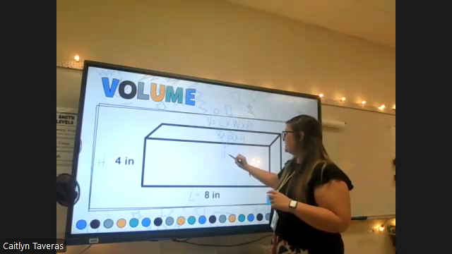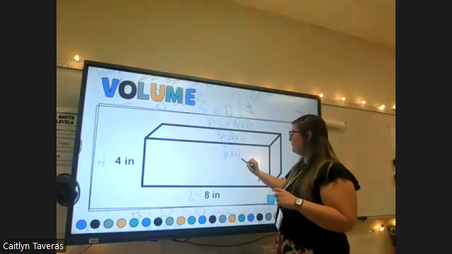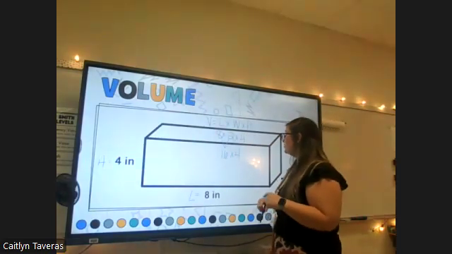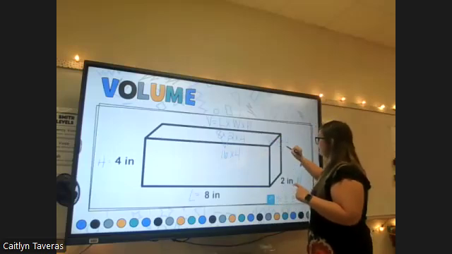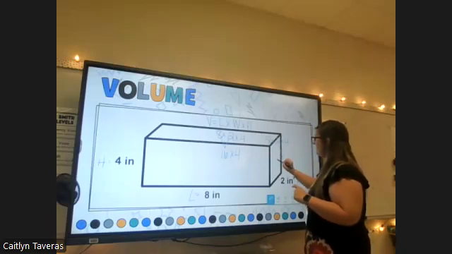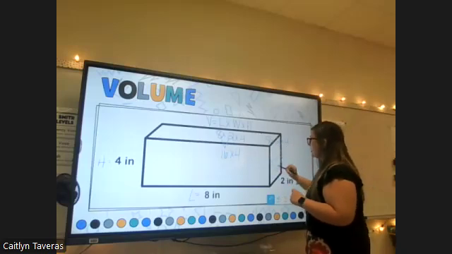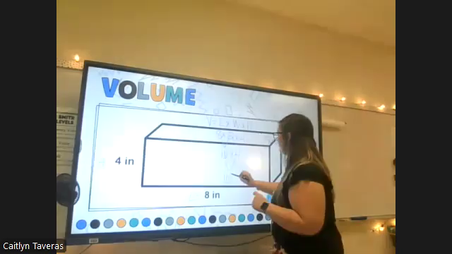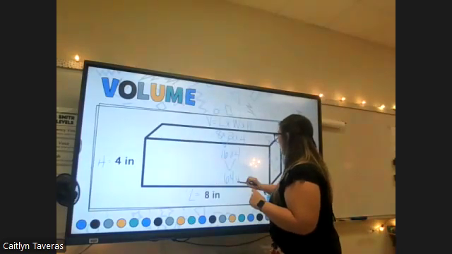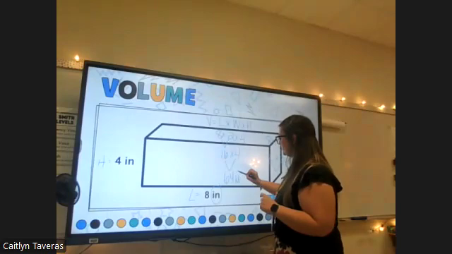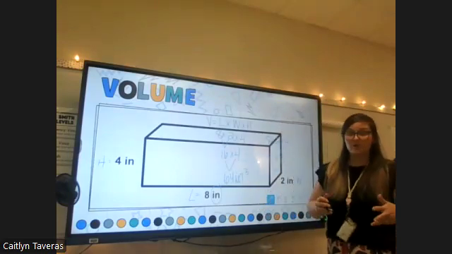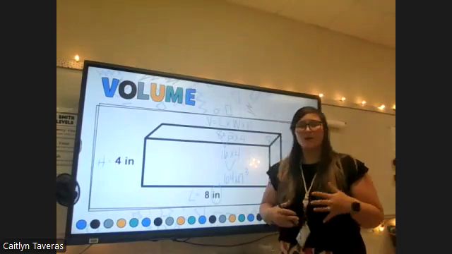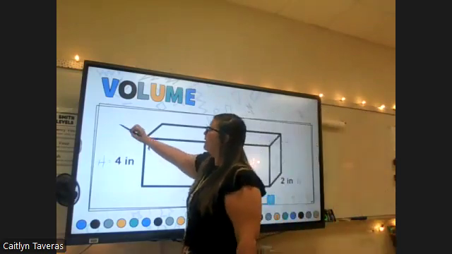8 times 2 is 16. Then we multiply by 4. They could also do, I'll bring it over here, 2 times 4, which gives us 8. Multiply it by 8. Both of these give us 64 cubic, oh, I'm sorry, it already says inches right here. So cubic inches. Those are our problems. Now, what I want you to review with your kids.